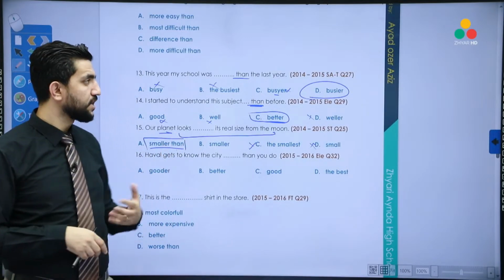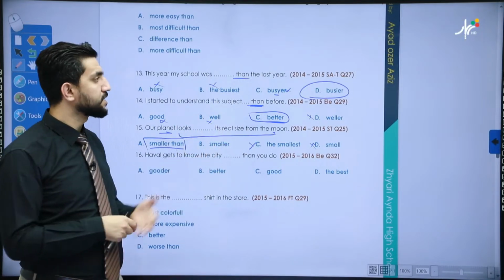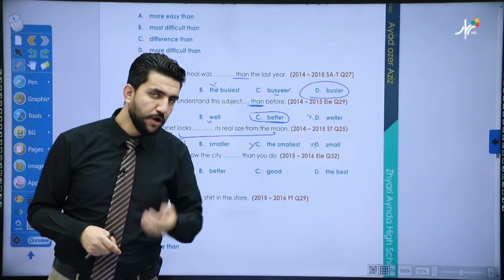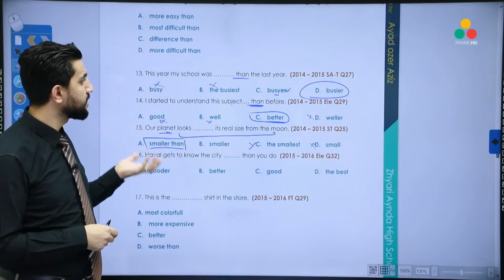Okay, we've come to the end of the lesson. We have practiced a lot, we have done a lot of exercises together, and hopefully this shed light for you to understand this subject easier.